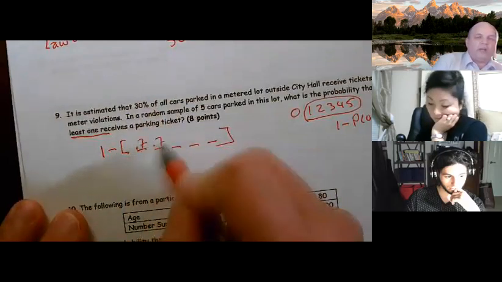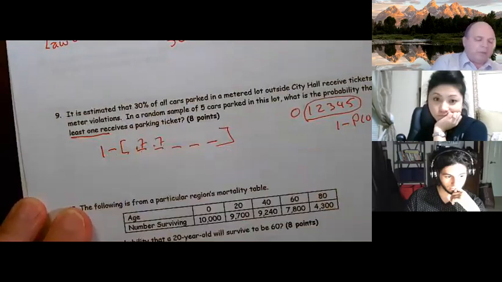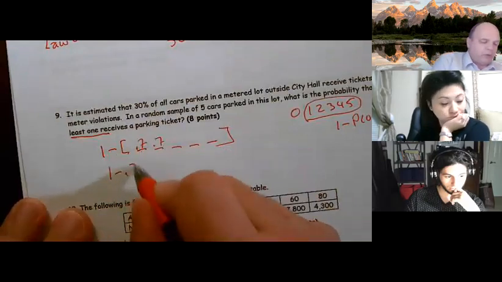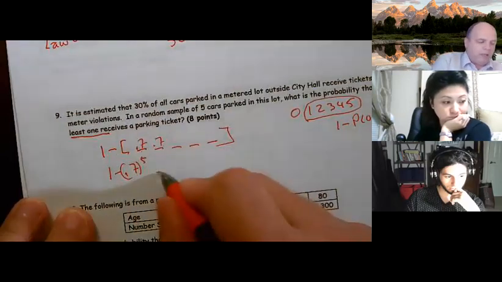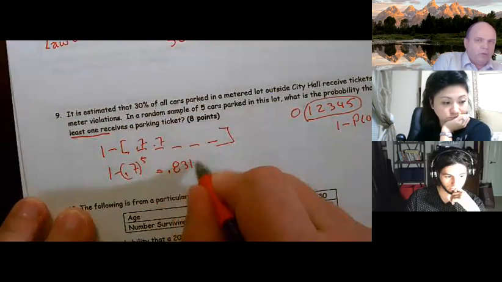So once again, like I said earlier, once I get to the second blank, I usually get a little bit smarter. And I can use the exponent, and I get 0.8319.